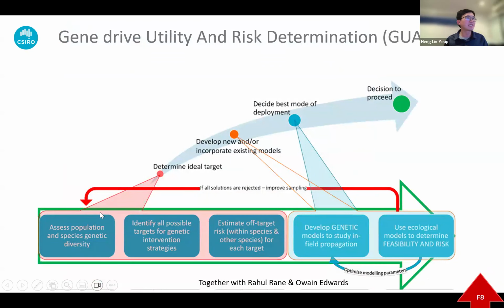Given that populations of organisms have some level of genetic variation, there's a need to understand how genetic variation can impact gene drive. Together with Dr. Rahul Rane and Owen Edwards, we created GUARD, the Gene Drive Utility and Risk Determination Platform, and we set out to streamline the process, which includes analyzing population genetic data and identifying candidate regions for gene drive through use of some sequence-specific rules and population dynamic models that take actual sequence data to infer efficacies of gene drive models. These models came from collaborators at the University of Melbourne.